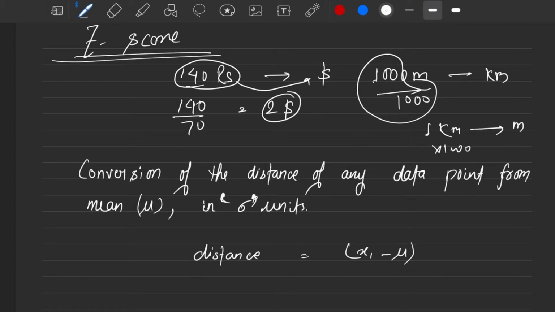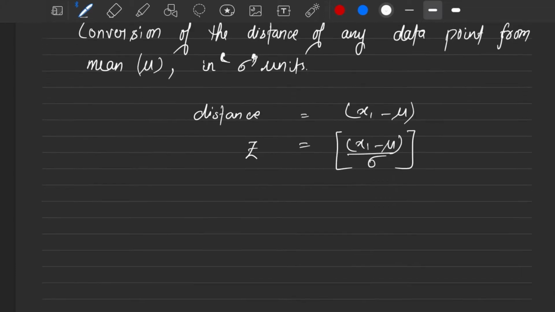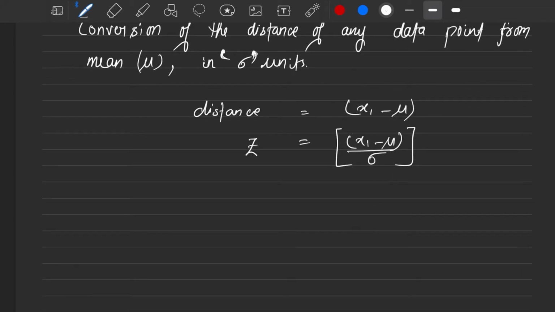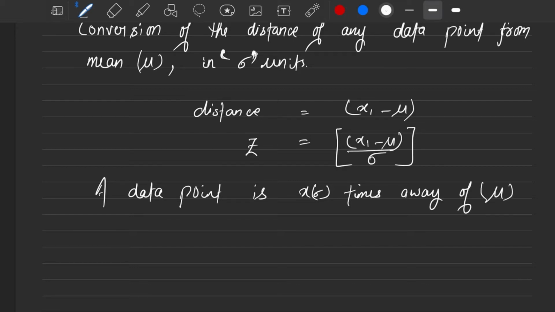Okay, now let's say you have a distance of any point, let's say x1. How will you calculate it? x1 minus mu. And if you want to convert this into Z-score, you divide this by sigma. This is called your Z-score. It means your Z-score will say that a data point is x sigma times away from mean mu.